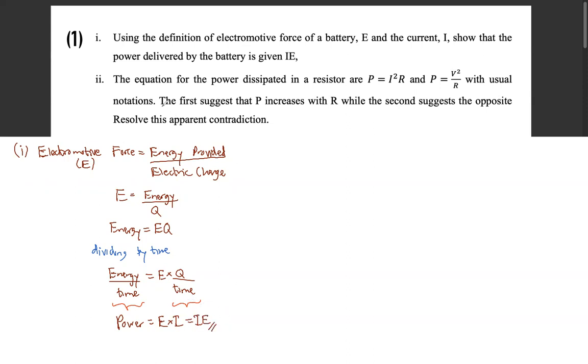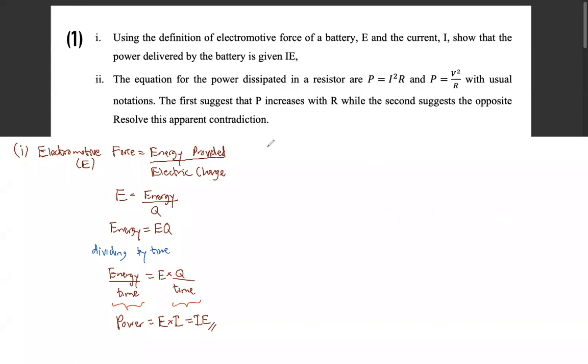And then the equation for the power dissipated in a resistor R, P equal I squared R and P equal V squared over R, with usual notations. The first suggests that P increases with R, while the second suggests the opposite. Resolve this apparent contradiction.